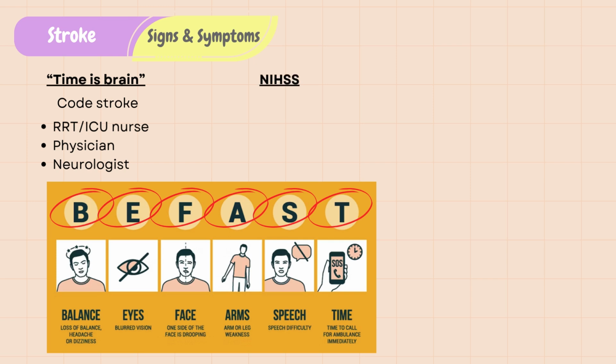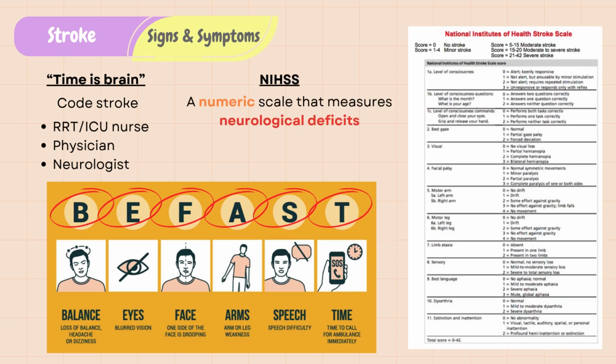The NIHSS is a numeric scale that measures neurological deficits based on the patient's performance in 11 items. It is a quantitative measure that can be communicated easily and is not affected by any assumptions or bias of the assessor. It also predicts short and long-term outcome of the stroke. A total score of 0 to 5 indicates a minor stroke, 5 to 20 is moderate to severe, and more than 20 is severe. There are a lot of instructional videos on how to perform NIHSS assessment on YouTube.